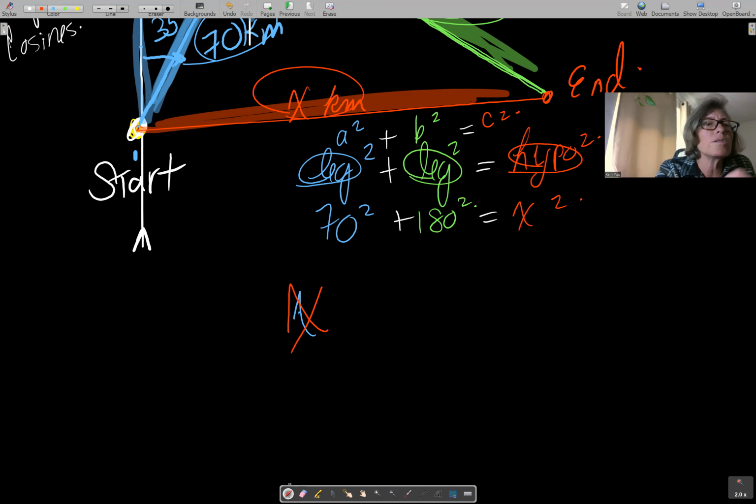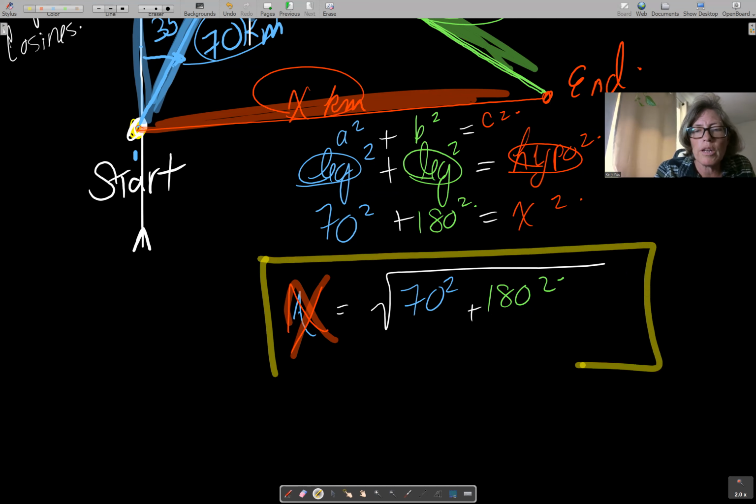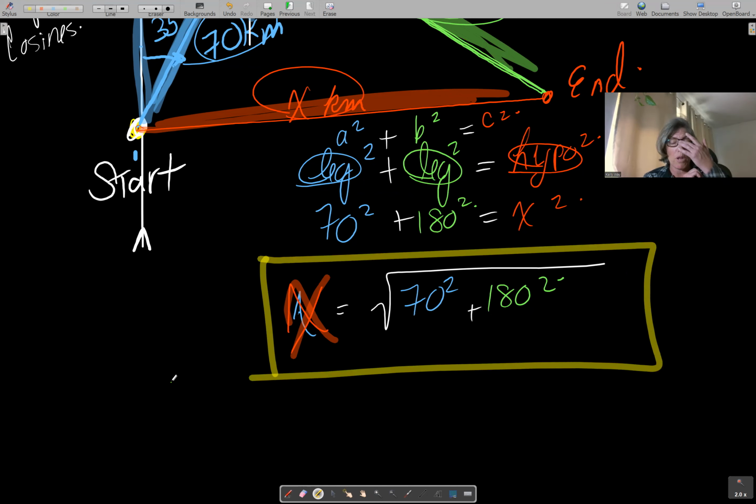So bottom line is x is going to be the square root of 70 squared plus 180 squared. And I do it like that because once your x is by itself, you can put all of this in your TI-84 in one fell swoop, and you don't have to do multiple steps.